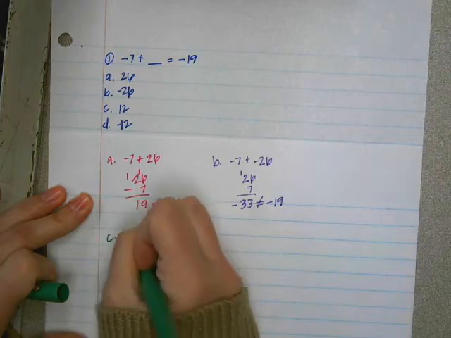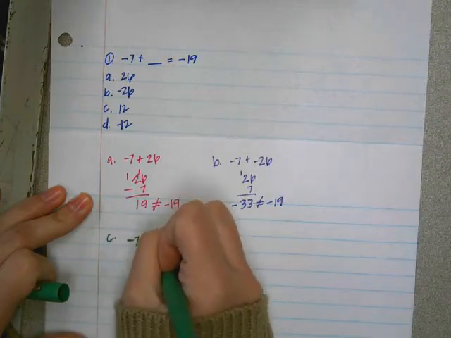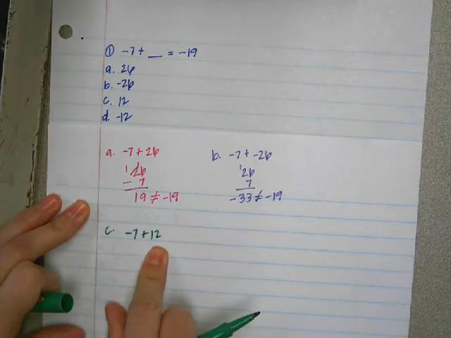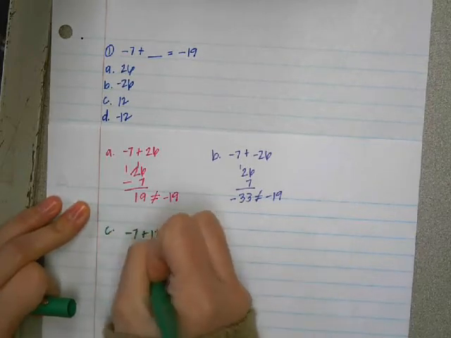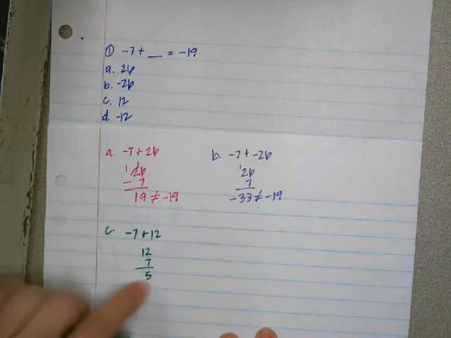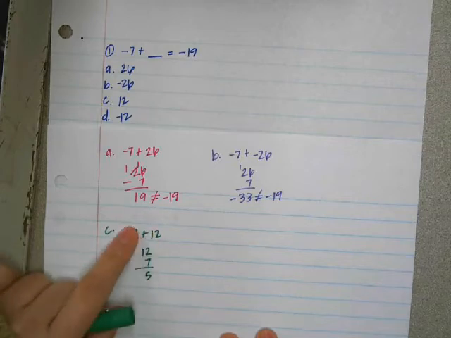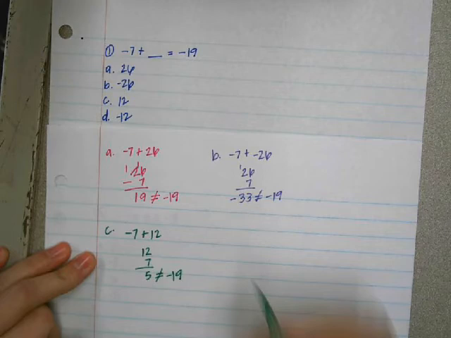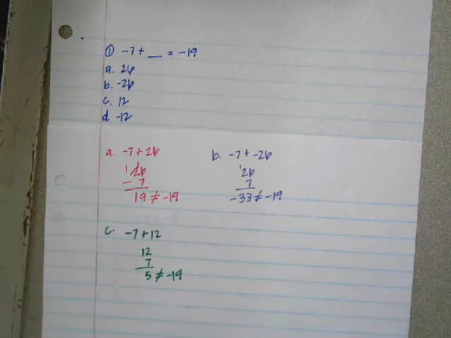The next one that I'm going to try is C. So I have -7 plus 12. Again, I have two different signs. Two different signs means I'm going to subtract the absolute values. 12 minus 7 equals 5. And I'm going to keep the positive sign because 12 is bigger than 7. And 5 does not equal -19. So last I need to check and make sure that D works.